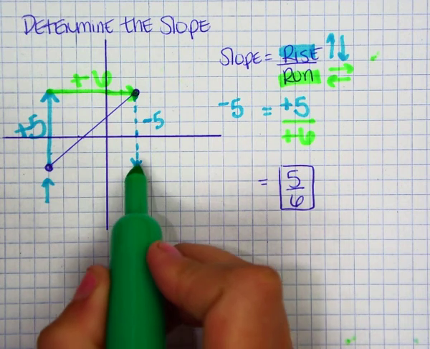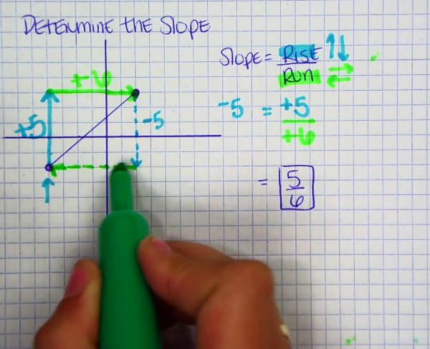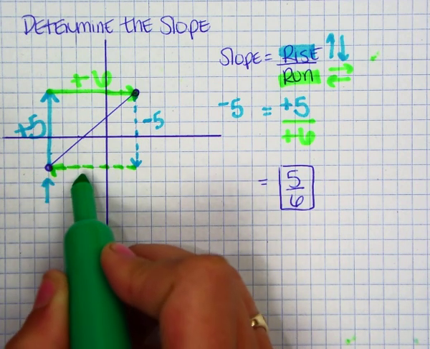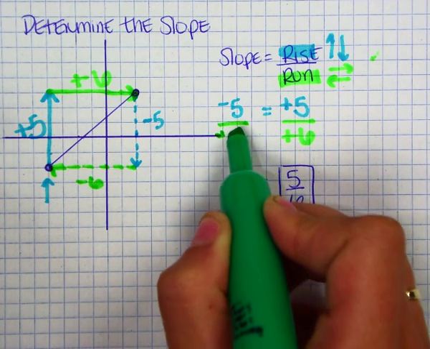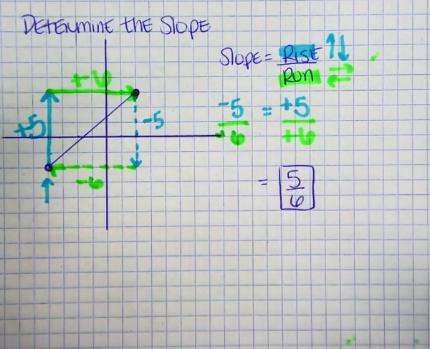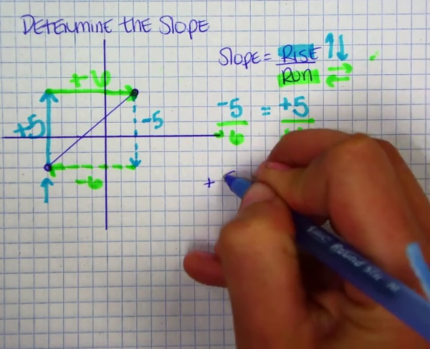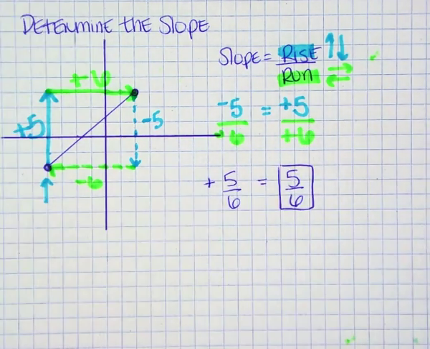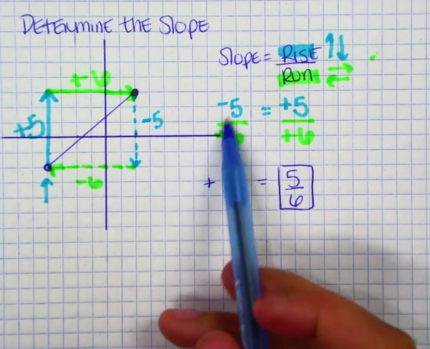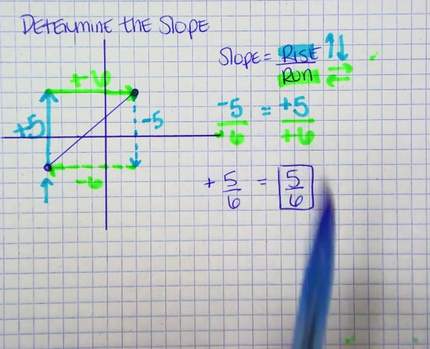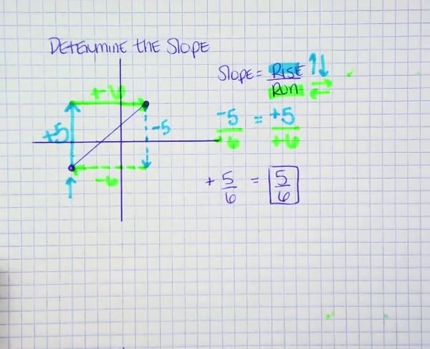Then when you run, you're going left, which is a negative movement, and you're still moving 6 units. And a negative divided by a negative is a positive, and it's still 5/6. So as you see, you get the same thing no matter where you start. It's just one would be a negative divided by a negative, the other one would be a positive divided by a positive. Okay. But there's another way that we can determine slope.